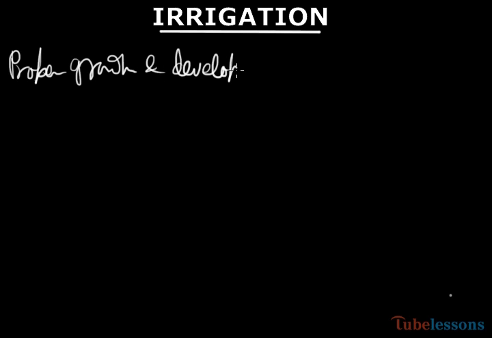Today we will discuss irrigation. Like all organisms, plants also need water. Every organism needs water for their survival, and plants are no exception. Plants need water for proper growth and development, as we know, including the proper growth and development of flowers, fruits, seeds, etc.